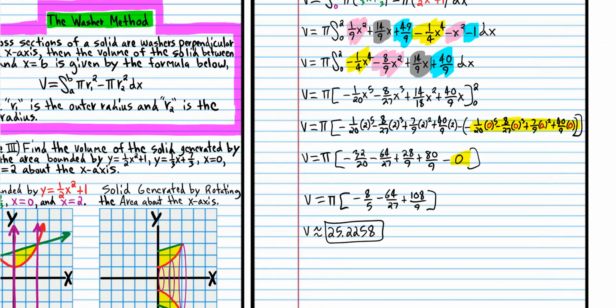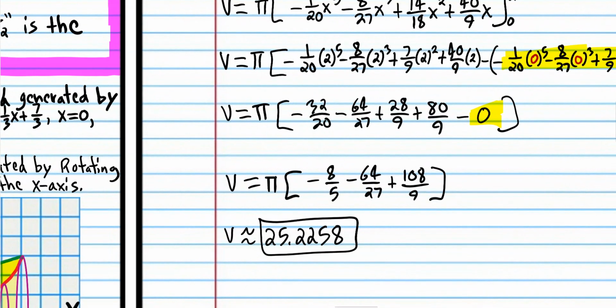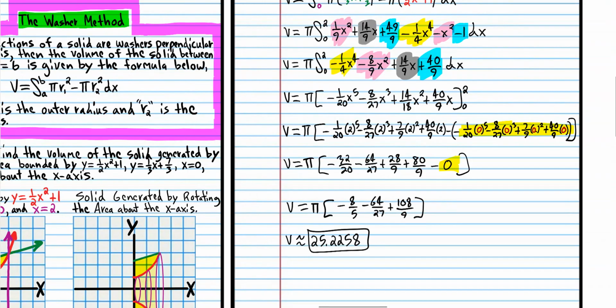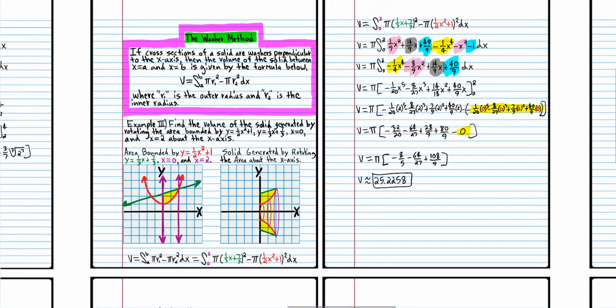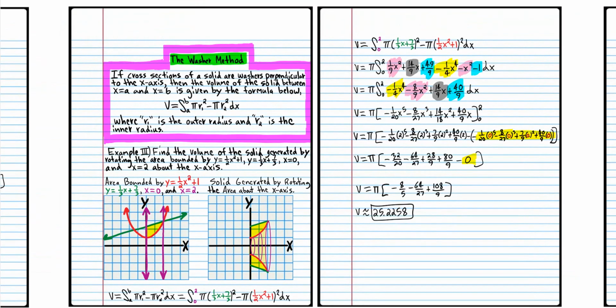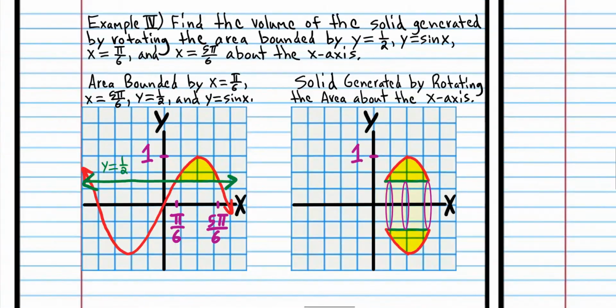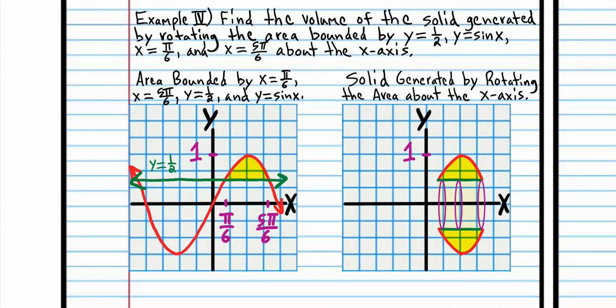Now you could get an exact answer here if you wanted to do a lot more math and combine these, but that would take a long time, and so I don't really require you to get an exact answer necessarily, but you do need to show the steps along the way. So again, that was the washer method. It's a very similar formula.